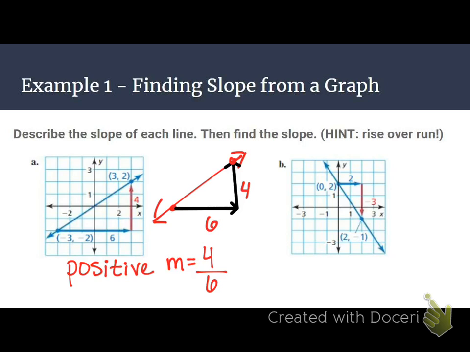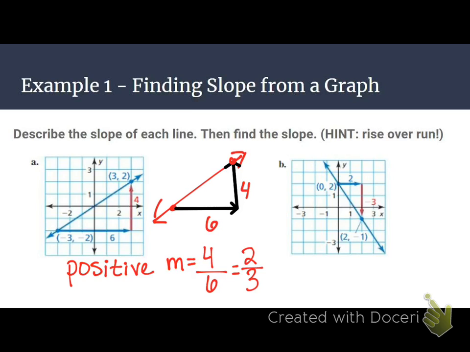Okay, but what do we notice about the fraction 4 over 6? It can be simplified, yes, by dividing. We could divide both top and bottom by 2. 4 divided by 2 is 2. And 6 divided by 2 is 3. So we can simplify our slope to be 2/3.